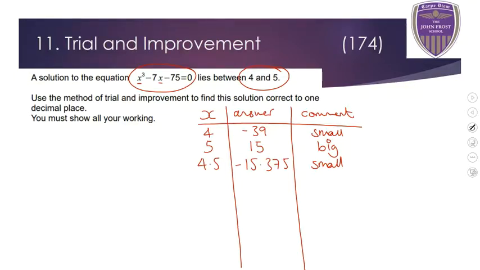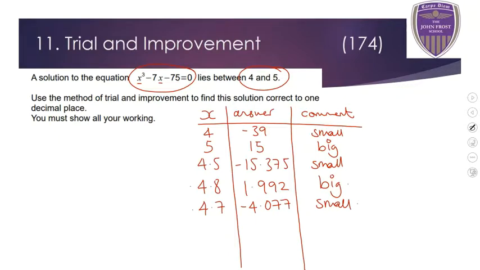I'm going to try 4.8. So 4.8 cubed minus 7 times 4.8 minus 75. That gave me 1.992, which is too big. We just need to double check whether 4.7 is too big or too small, because then we can go from there. So now I'm going to do 4.7 cubed take away 7 times 4.7, take away 75, minus 4.077, too small. So 4.8 is too big, 4.7 is too small, so it has to be in between those two somewhere, doesn't it?